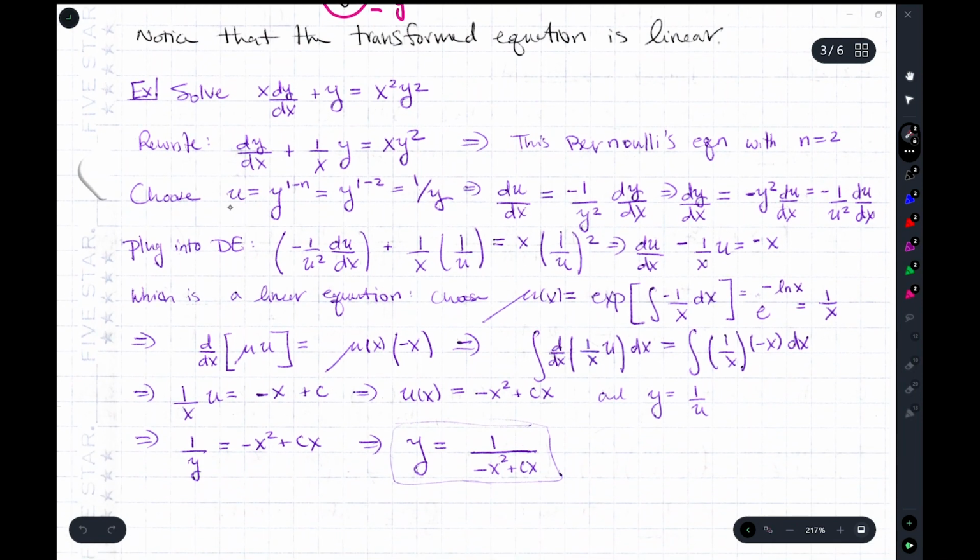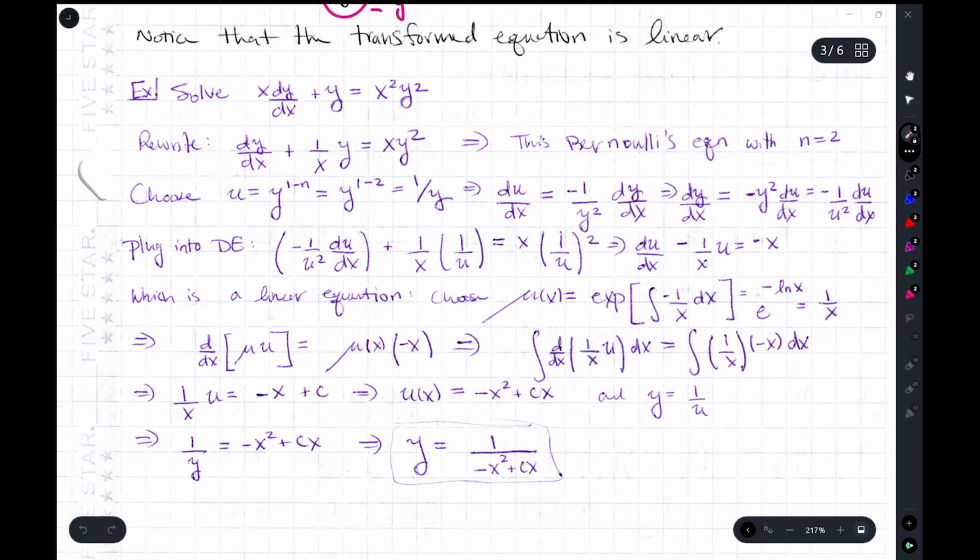And we're going to choose u is equal to y to the 1 minus n. n here is 2, so we'll put in 2 there. And so you get 1 over y, that's what u is. And so du dx, take the derivative, so y to the negative 1, the negative 1 drops, you get y squared. Don't forget the chain rule, dy dx. Why do we take the derivative with respect to x of u? It's so we could solve for dy dx and make the substitution. So here we solve for dy dx.